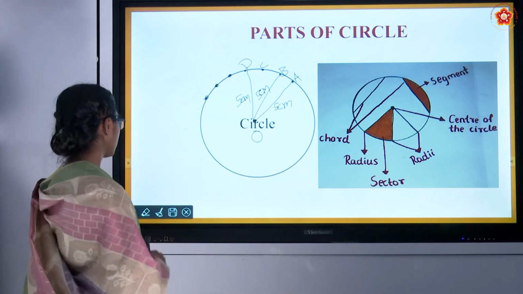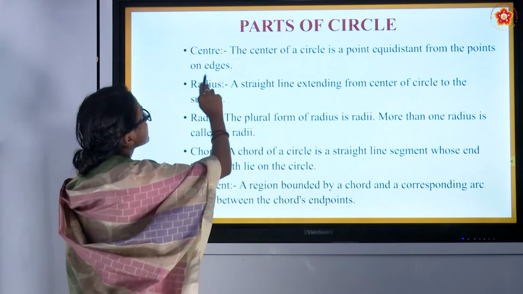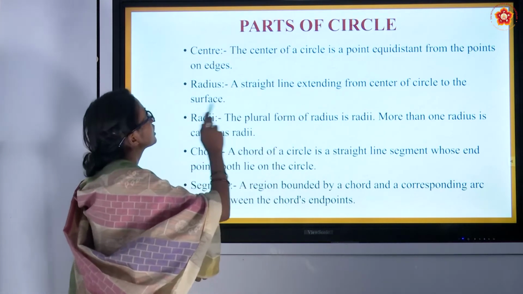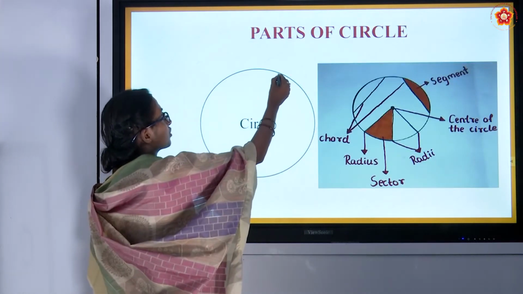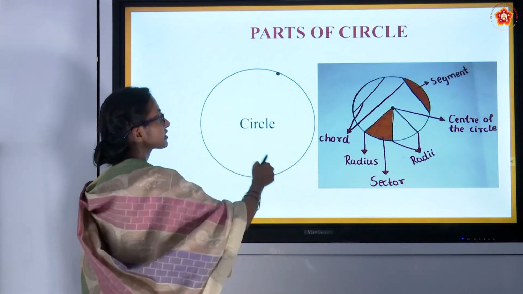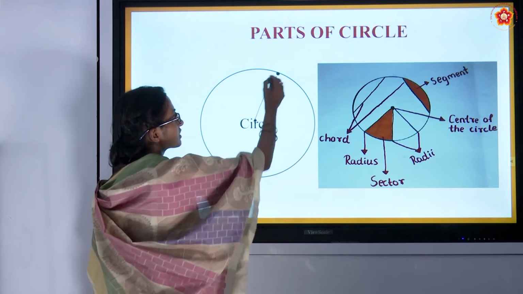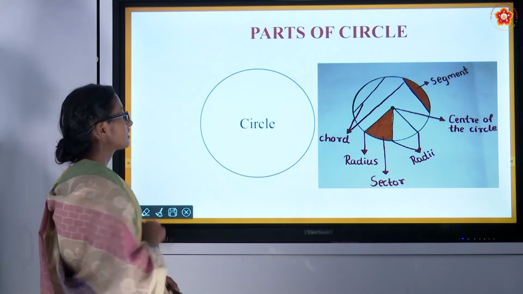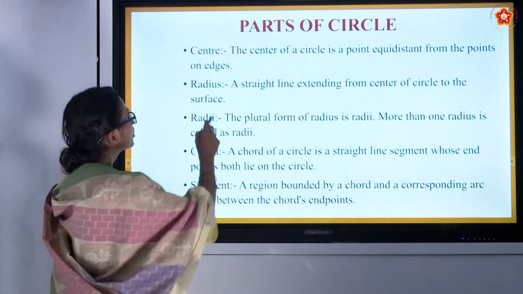centimeter. So what they say, the center of a circle is a point equidistant from the points on the edges. So the points which are on the edges of a circle will be equidistant from the center of the circle. So it is called the center of a circle. Next we will move to radius.